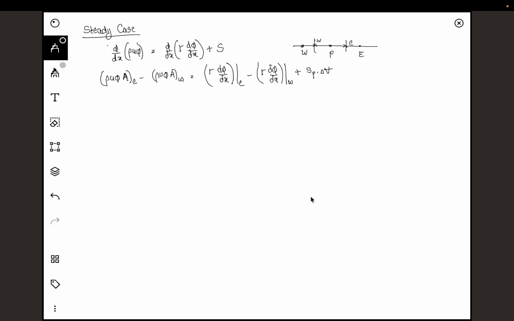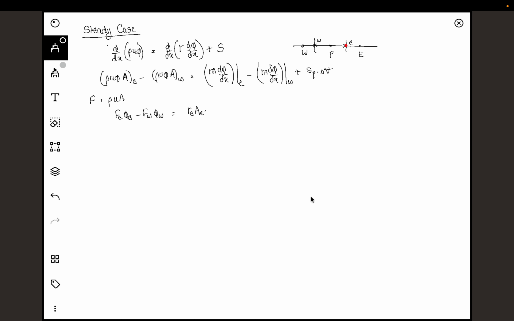Now let us introduce some nomenclature. This rho u A is basically a mass flux term, which I'll denote as F. So I'll write F as rho u A, which simplifies this a little. I can write this as Fe phi e minus Fw phi w is gamma d phi dx. Again, I'll also have an area term here, which I should have written before: gamma east, A east times d phi dx. We can use a central difference. This d phi dx should be evaluated at the east face.